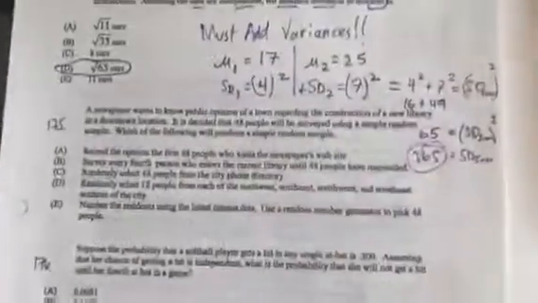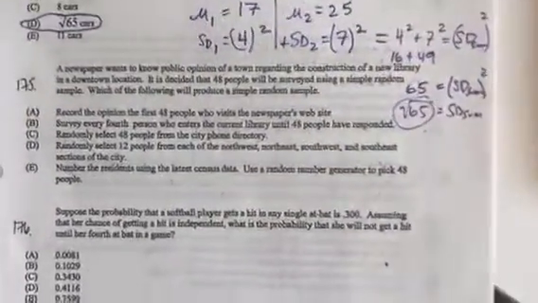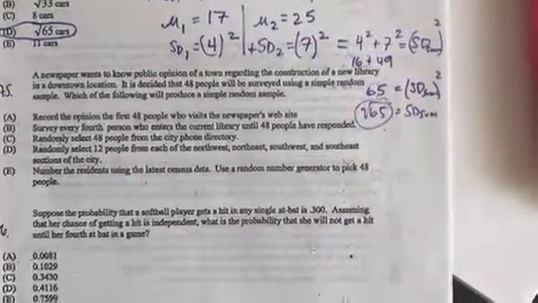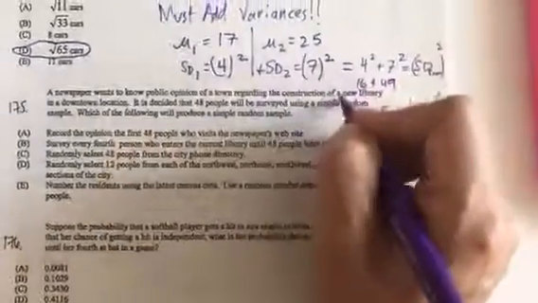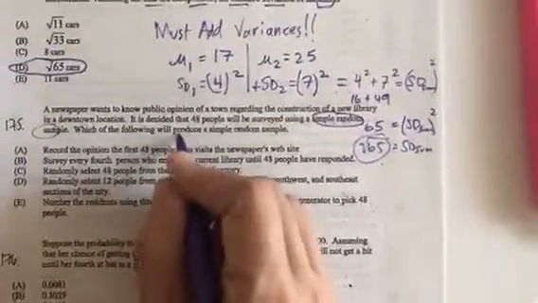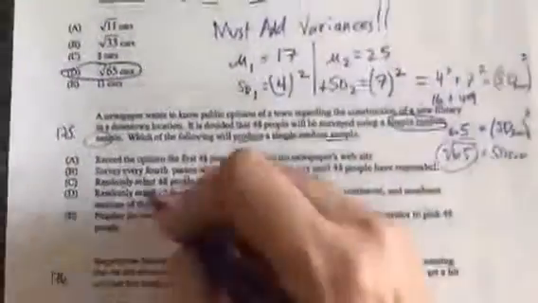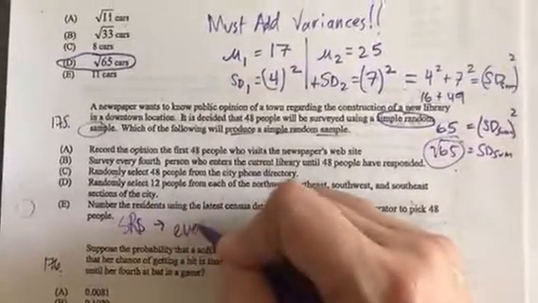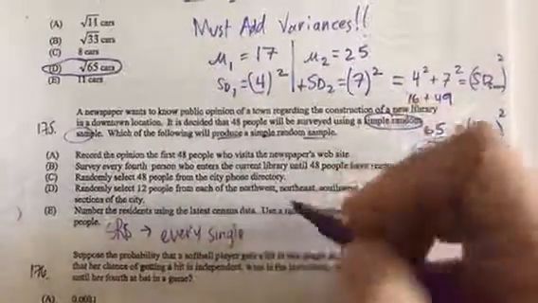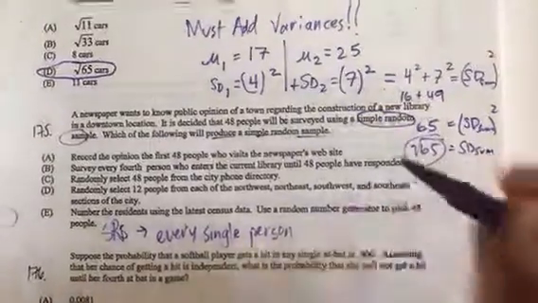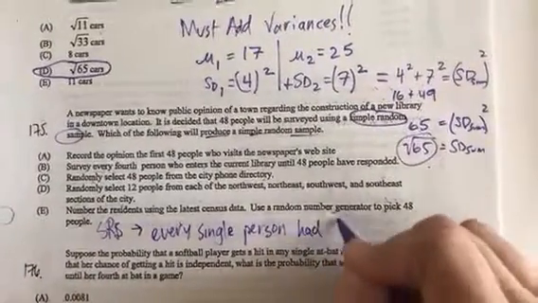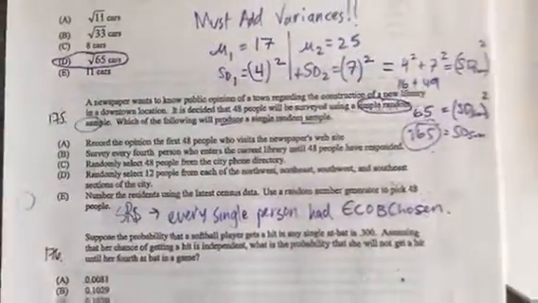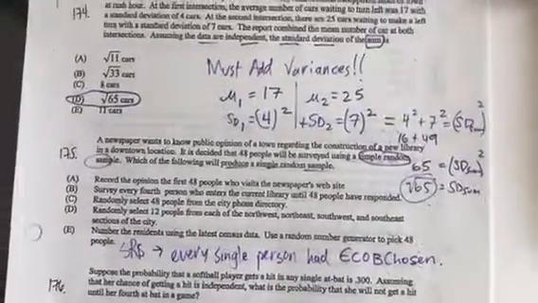Now, moving along, next question says, a newspaper wants to know the public opinion of a town regarding a construction of a new library. It decided that 48 people would be surveyed using a simple random sample. Which of the following would produce a simple random sample? So you kind of need to know what a simple random sample is. And in its purest form, every single person had an equal chance of being chosen. Period. End of story.